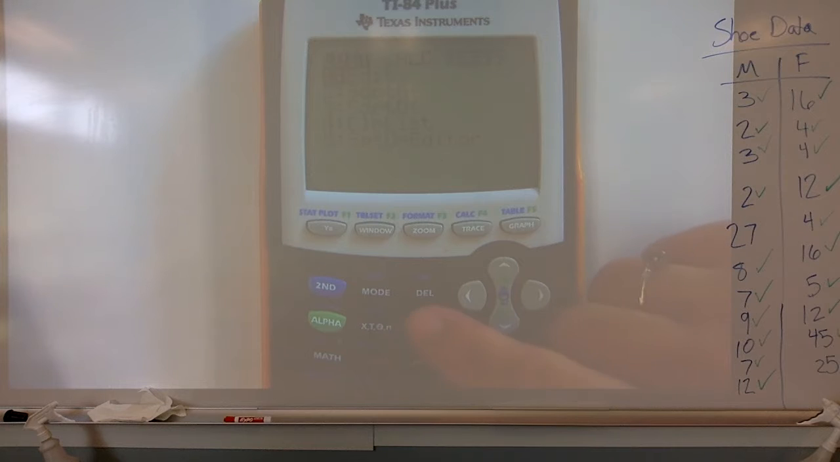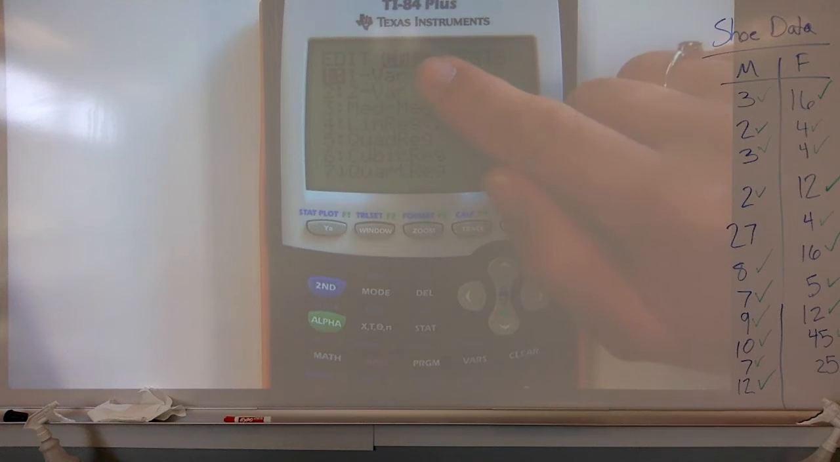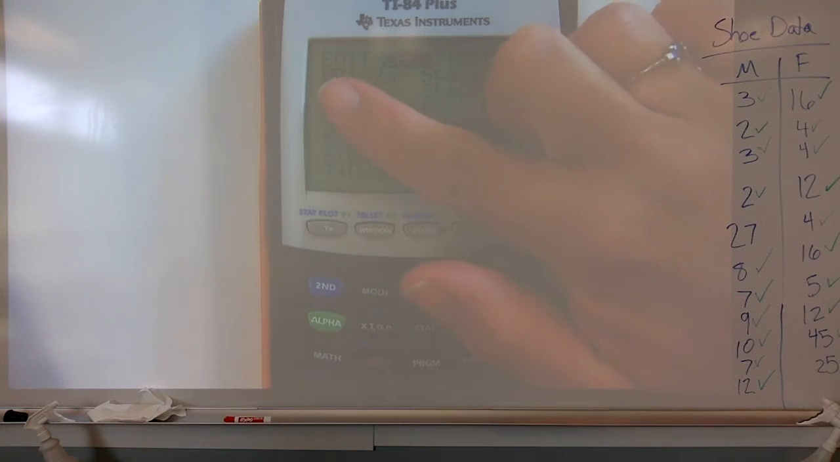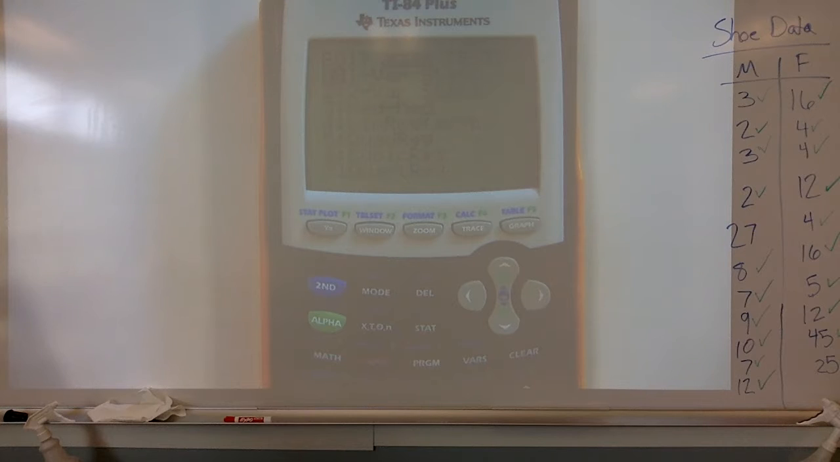So I hit stat. Then I'm going to go over to the calc screen, which should be the second one. And then the very first line on the calculator should say 1-Var Stats. And that's what we're going to want to go through and do in order to find our average and our standard deviation and all the statistic things that we need from this data set. So I'm going to calculate that.